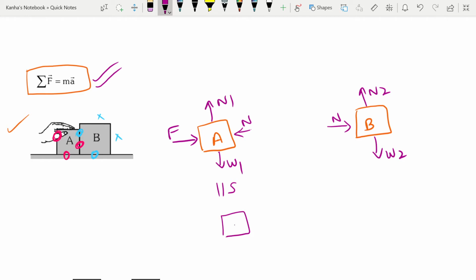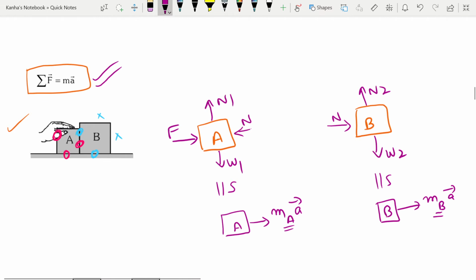A moving with a force that is being applied. I can assume that a net force is being applied on it and it is moving with mass of A into some acceleration of the system. Similarly, this is equivalent to B moving with mass of B and acceleration. Note that the acceleration is the same for each, only the masses are changing. Okay, so this is the system.